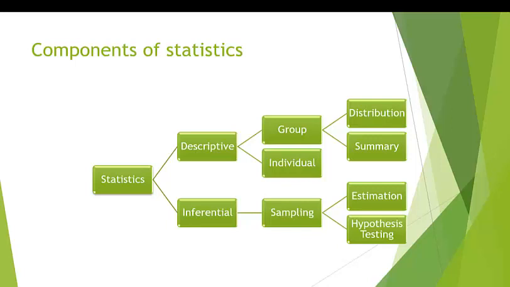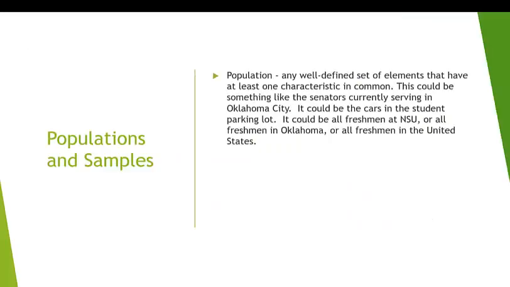On the individual side, we looked at z-scores and probability, and once we had those, we could determine where individuals fit within groups. Now we're going to look at the other side of this tree and go to the lower side, and that's the inferential side. This module is going to deal with the first block there under inferential, and that is sampling. Then we'll get into estimation and hypothesis testing later on. So let's talk about sampling then.